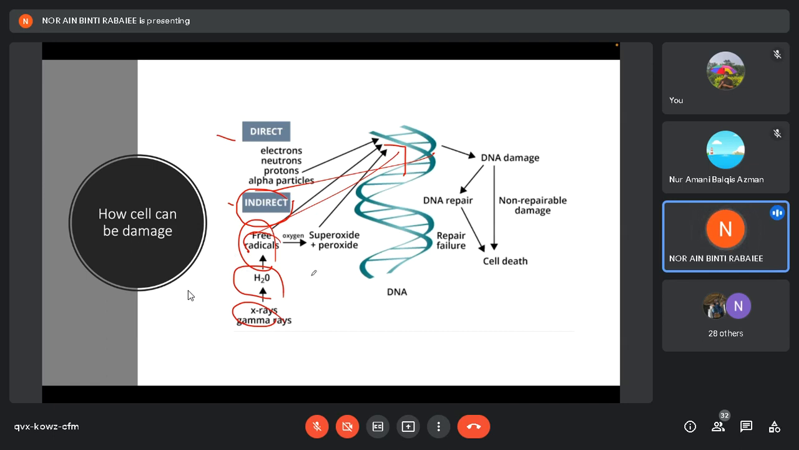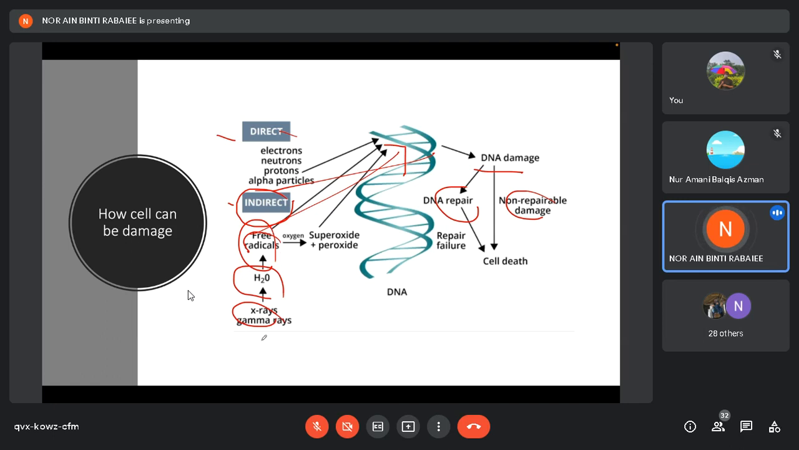It needs to produce a free radical before it can attack the DNA. Okay, before it can damage the DNA. So once the DNA is damaged, either directly or indirectly, the DNA has a possibility to be repaired, or it cannot be repaired.